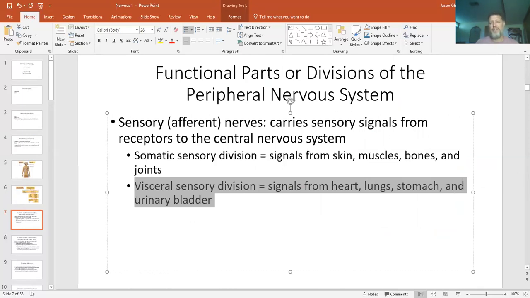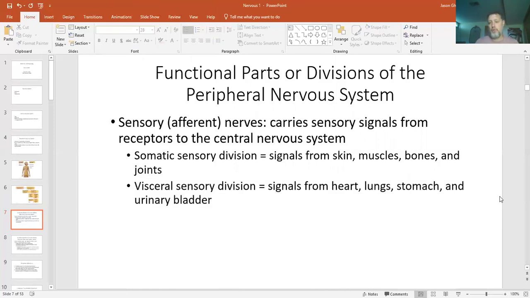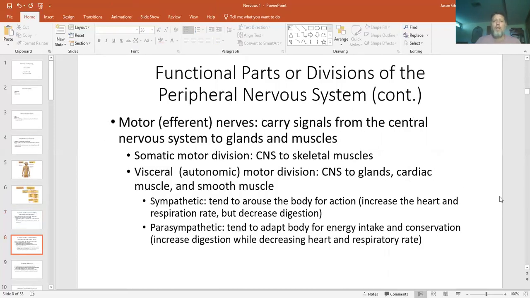So this is more kind of an external thing, and the visceral is more of an internal one. But I don't want you to completely distinguish them that way. It's more about the conscious control of it. So that was the input.